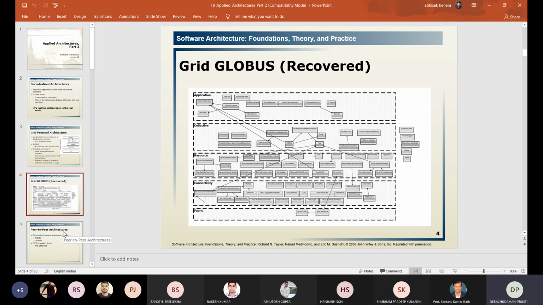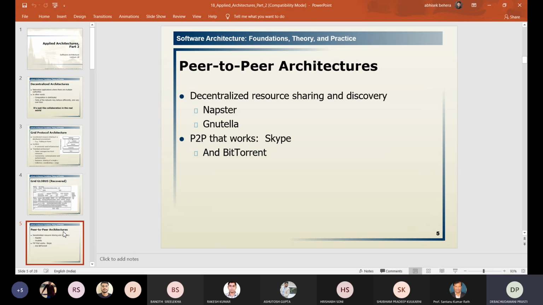Now, after Globus, the grid Globus, we'll go for peer-to-peer. Here, what is decentralized sharing and discovery? Napster and Gnutella are examples of the peer-to-peer architecture. Okay, and also we have Skype and BitTorrent. Previously we have discussed the peer-to-peer network, BitTorrent.